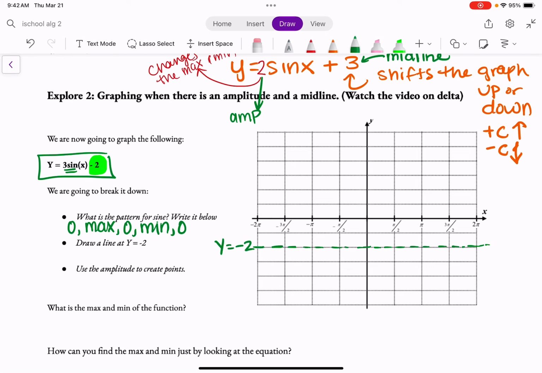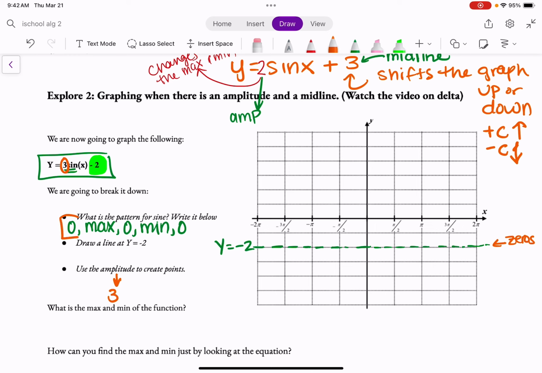Like this. Okay? And so once I've done that, that's the middle of the curve, right? That's where I know the middle is. So that's kind of like where my zeros are now. And so my zeros are now going to be located here on this line. And now I'm going to use the amplitude, which is 3. In this case, the amplitude is 3. And that's how I'm going to plot my points.